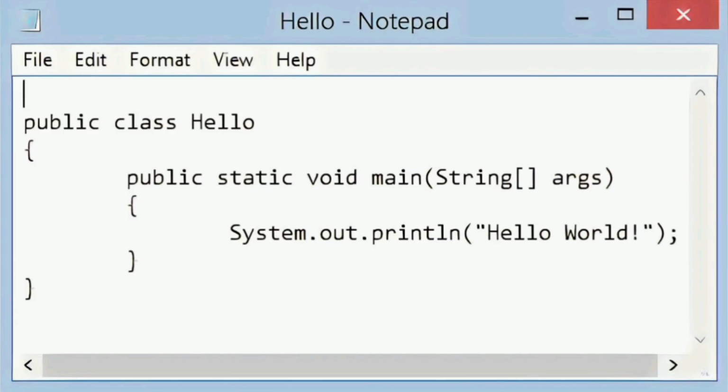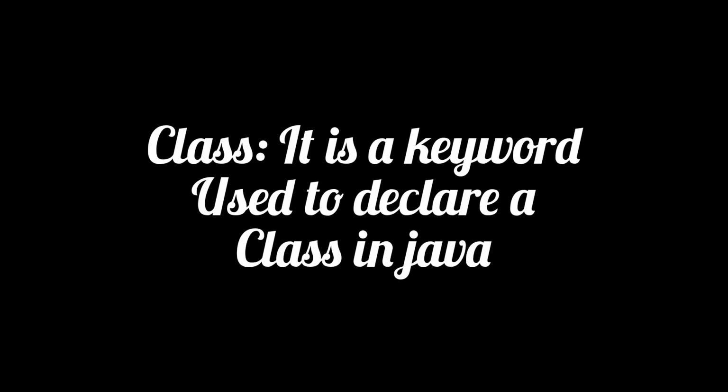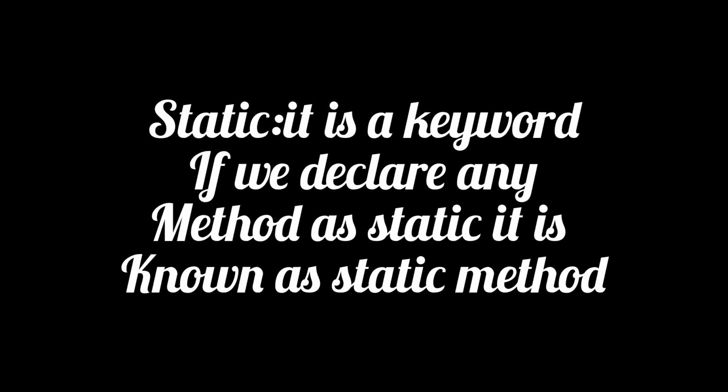First, we'll go through a Java program. We'll discuss line by line of this Hello World example. Class is a keyword used to declare a class in Java. Public is an access modifier that represents visibility. Static is a keyword. If we declare any method as static, it is known as a static method.